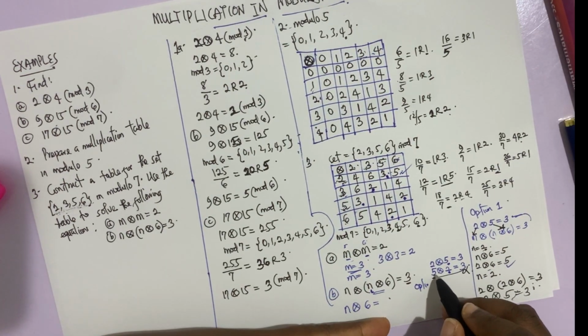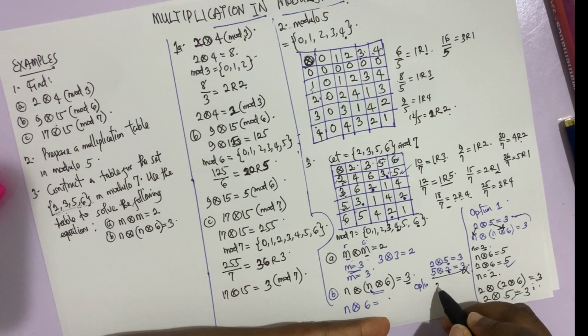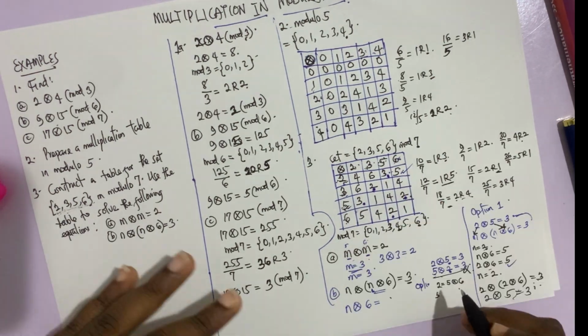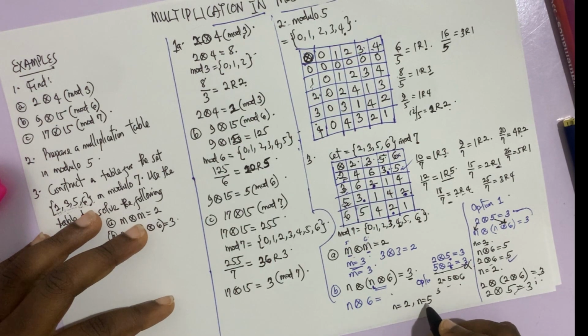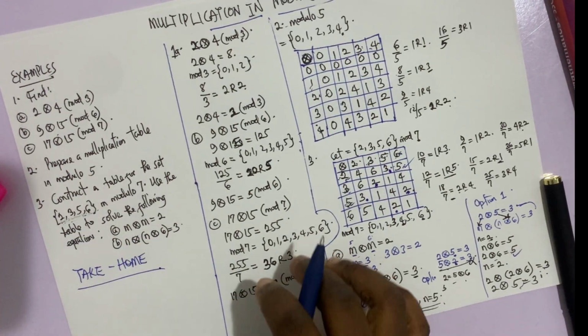Option 2 is picking 5 times 2 is equal to 3. That means we are saying 2 is equal to 5 times 6. 5 times 6 is 2. So that is also correct. So we can say n is 2 or n is 5. Either way is correct.